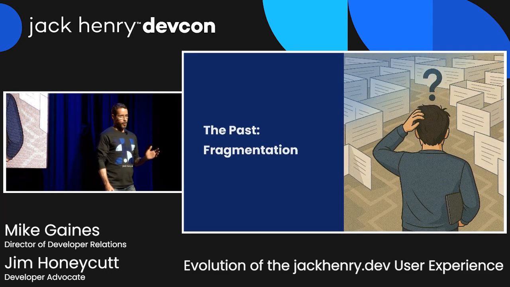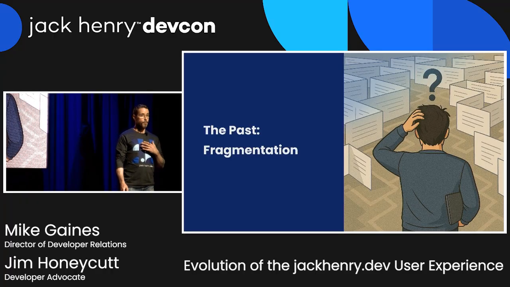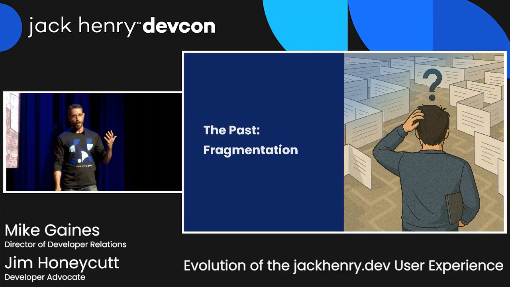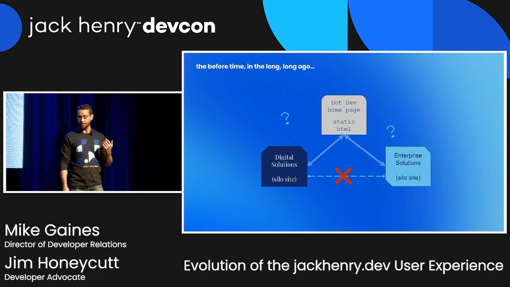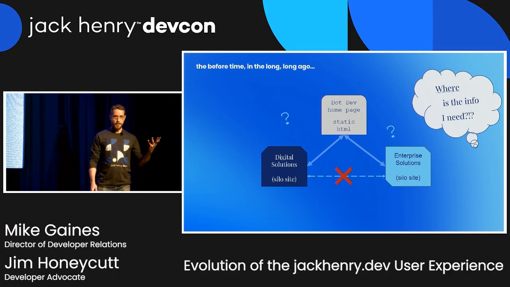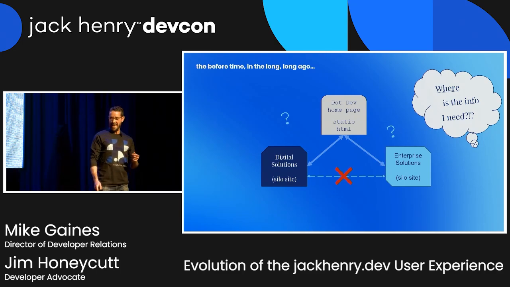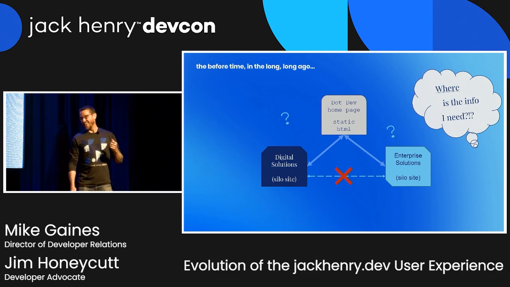We've been on a journey with jackhenry.dev. I know I've personally been on a journey with jackhenry.dev for the last 5 years. And when I first started looking at this, what I saw was a landscape of fragmentation. So if we look back to the past, what we had originally was 3 different entities in jackhenry.dev. We had a simple static HTML page for the .dev homepage that ironically nobody on the team knew how to edit or update. Jaime had his digital solutions site, which had all the doc for the Banno stuff, digital toolkit, plugins, and all that. Mike had the enterprise solutions site, which had all the enterprise stuff like JExchange and all of that.